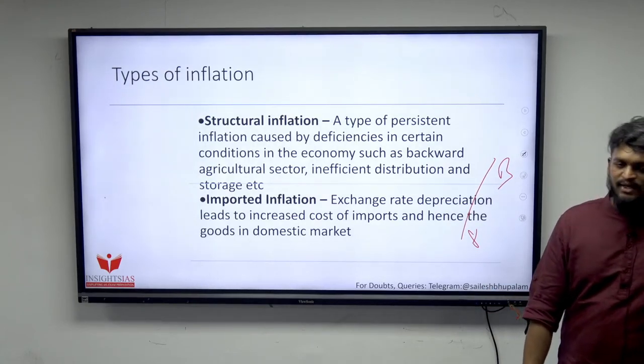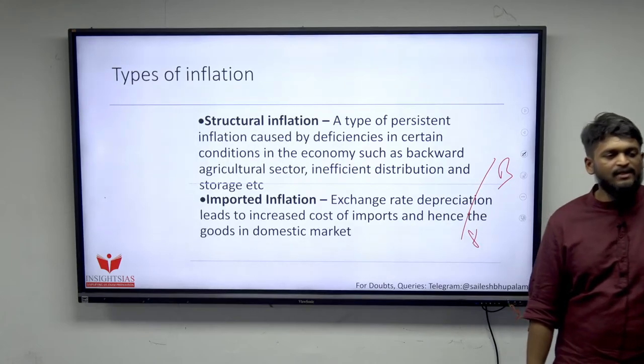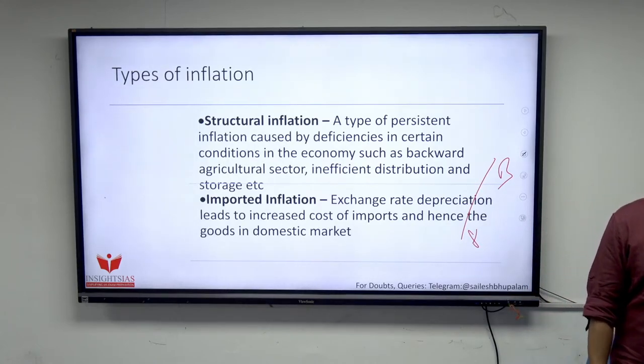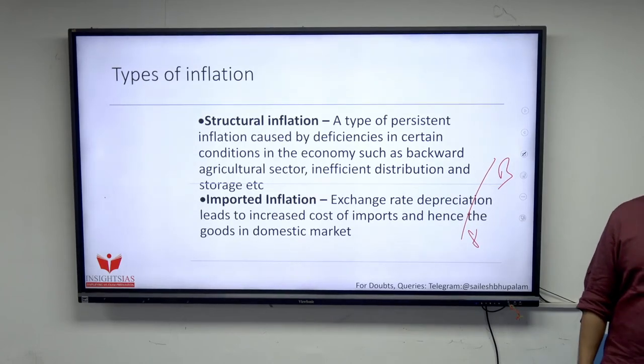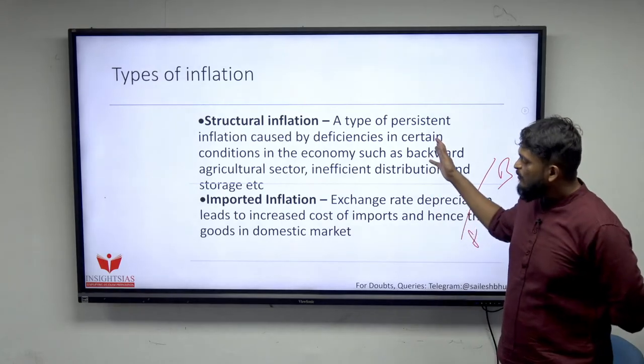Imagine in India, manufacturing sector is not very well developed, service sector is well developed. Because manufacturing sector is not well developed, we have to import some products from other countries. This is also a structural problem in India. Lack of manufacturing in electronic goods or some chipset or something will create inflation in that particular product. That is also structural inflation. You understood this?